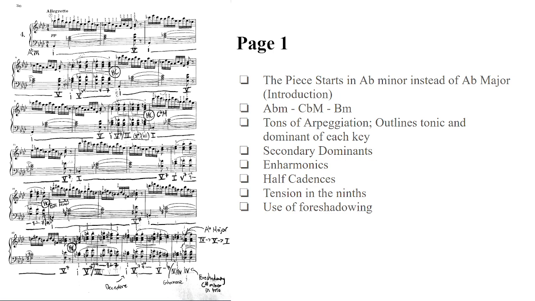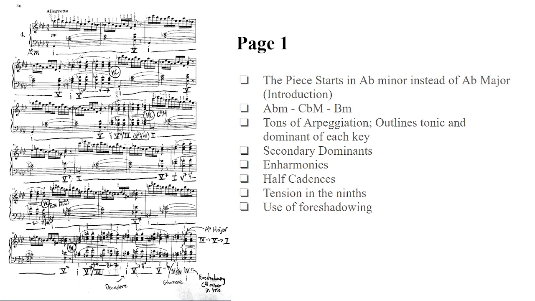So we can call this the introduction because it doesn't really start in the home key. It starts with the parallel minor. Throughout this first page, we visit a couple of keys. We go from A-flat minor to C-flat major, then to B minor. So how do we get from A-flat minor to C-flat major?